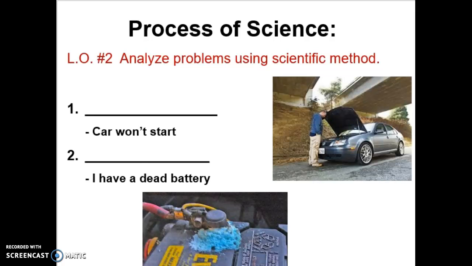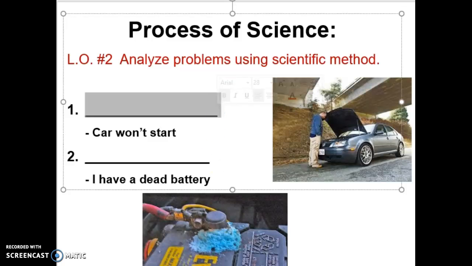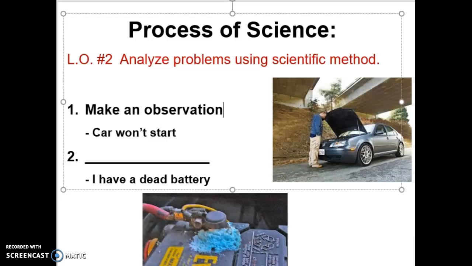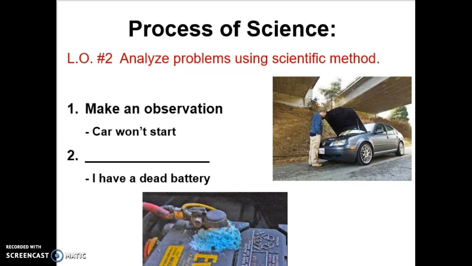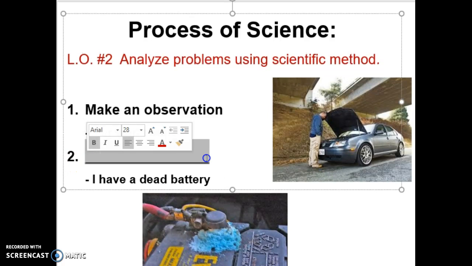Okay, so the first thing we do when we're looking at the process of science is we make an observation. My observation: my car won't start. Okay, I know it works. It worked before. It got me to school, it got me to work, got me to the grocery store, etc. And now my car won't work. So that's my observation.